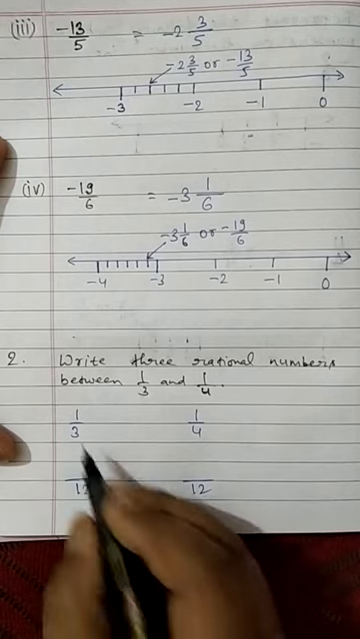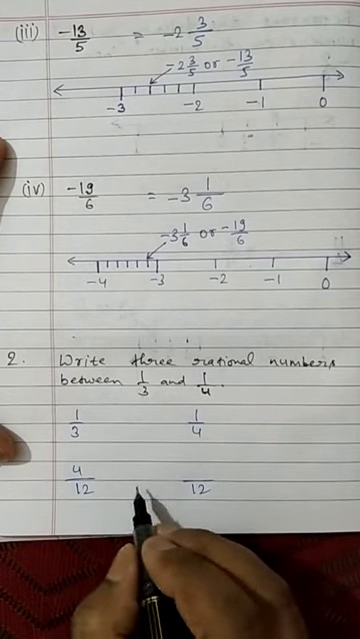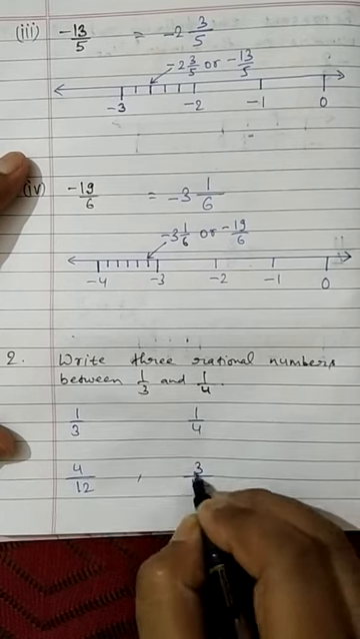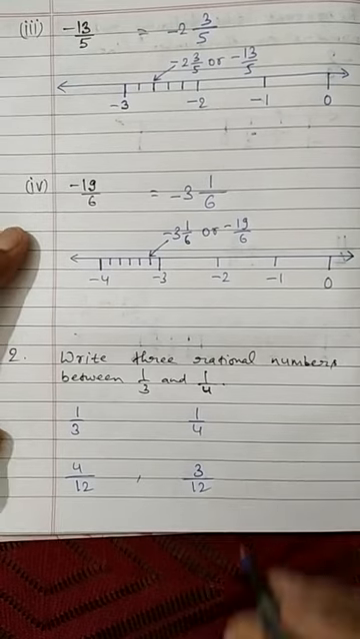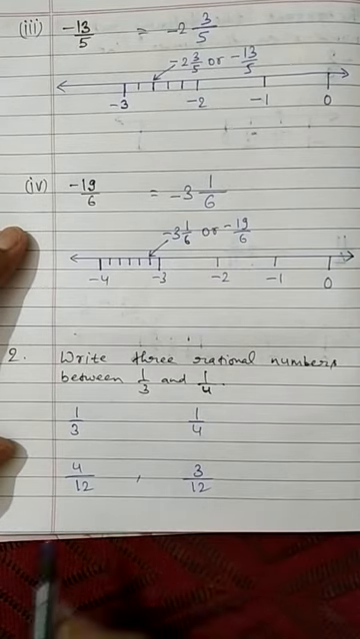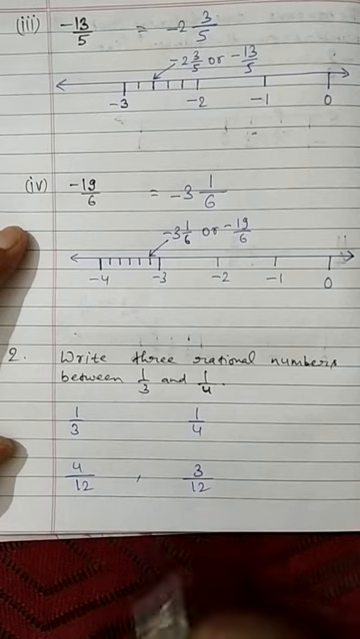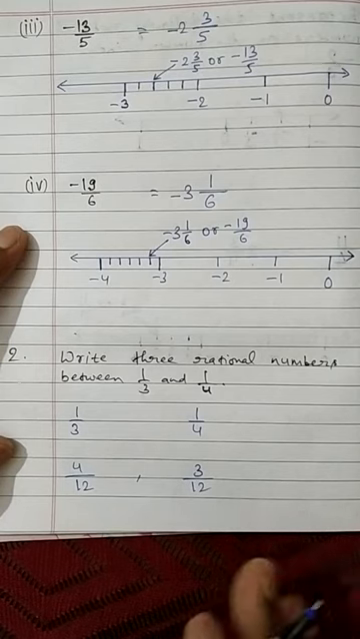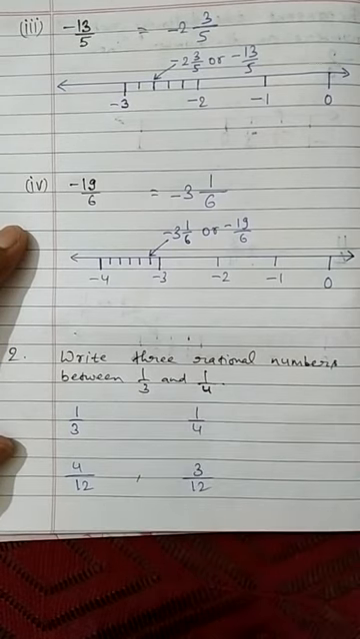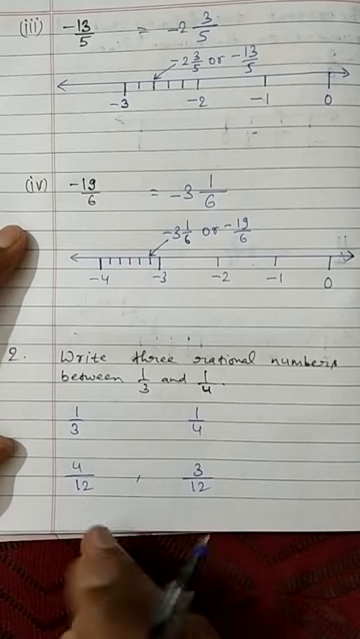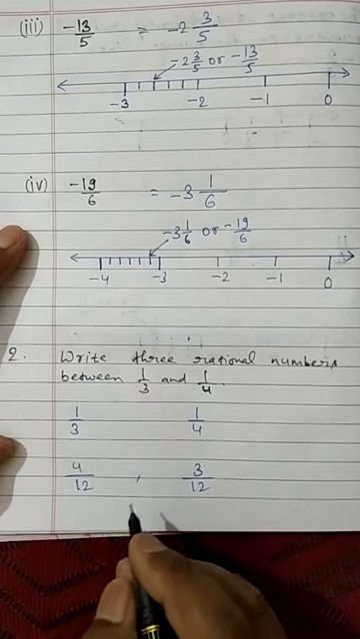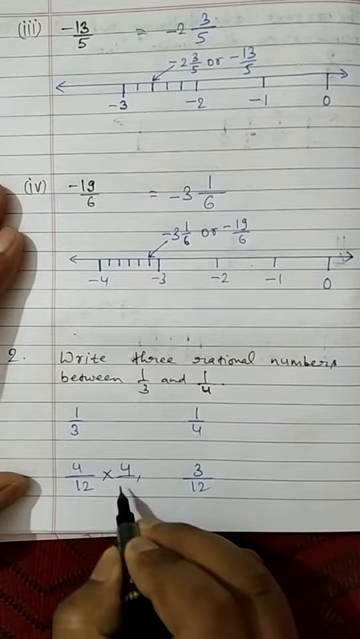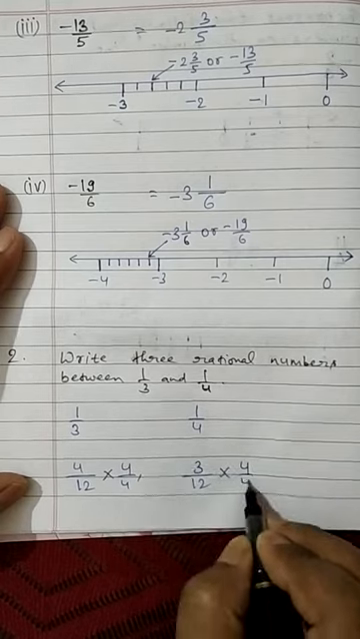Now 12 divided by 4 is 3 and 3 ones are 3. 12 divided by 3 is 4 and 4 ones are 4. Now there is nothing between 4 and 3. So now the denominators are equated. So for finding 3 rational numbers, we will multiply these 2 rational numbers by 4 up and down. Multiply by 4 and here also multiply by 4.